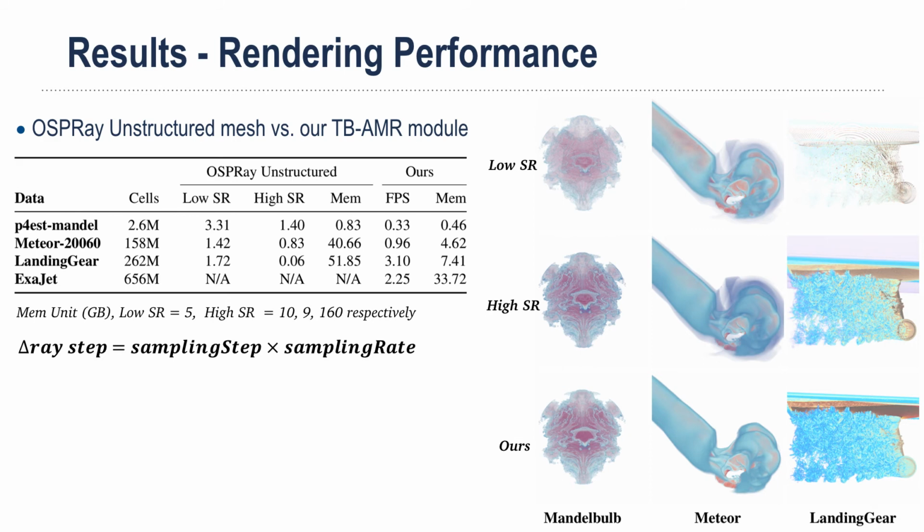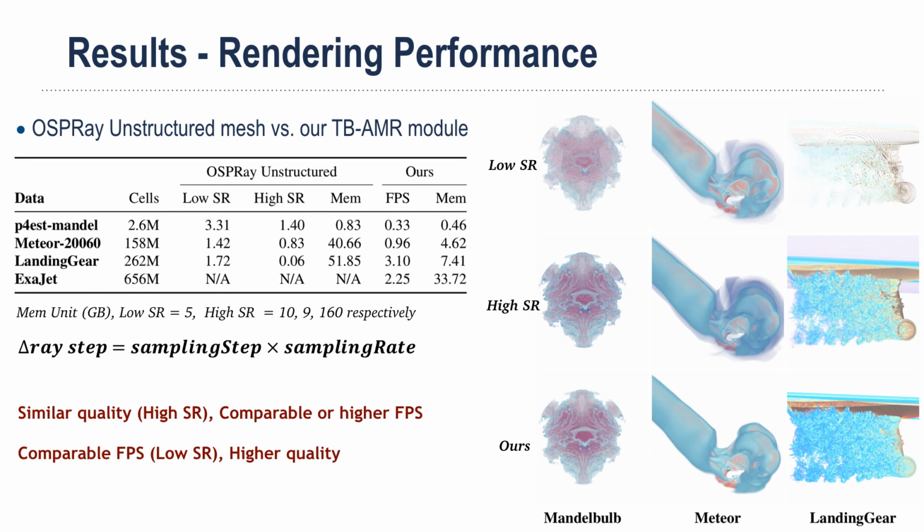Next, we compare the rendering performance and memory consumption when using the OSPRay unstructured mesh renderer and our module. The unstructured mesh renderer takes a fixed step size. Generally, a low sampling rate will result in higher rendering performance at the cost of image quality. In these slides, the frame rates are listed in the table and the output images are shown.